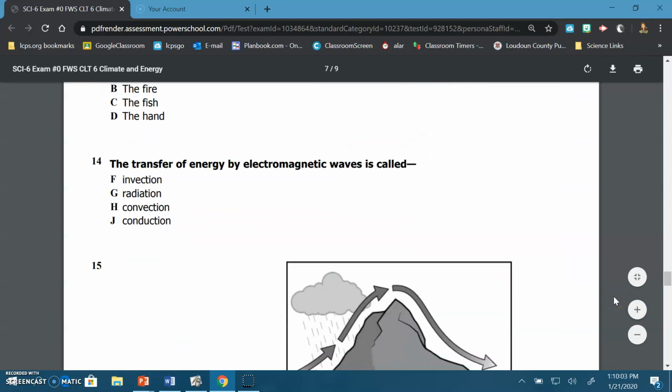Number 14. The transfer of energy by electromagnetic waves is called F. Invection. G. Radiation. H. Convection. Or J. Conduction.